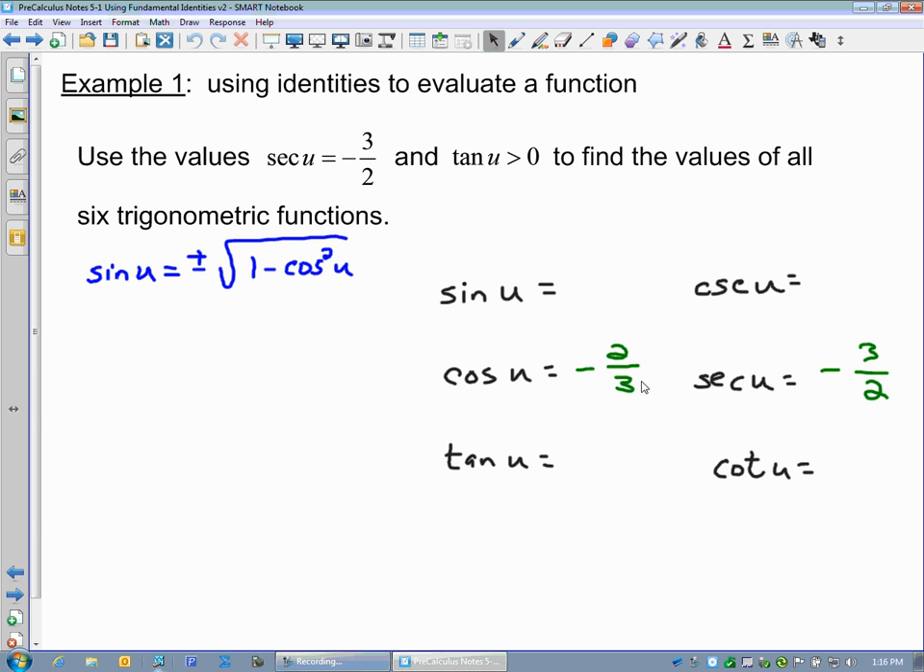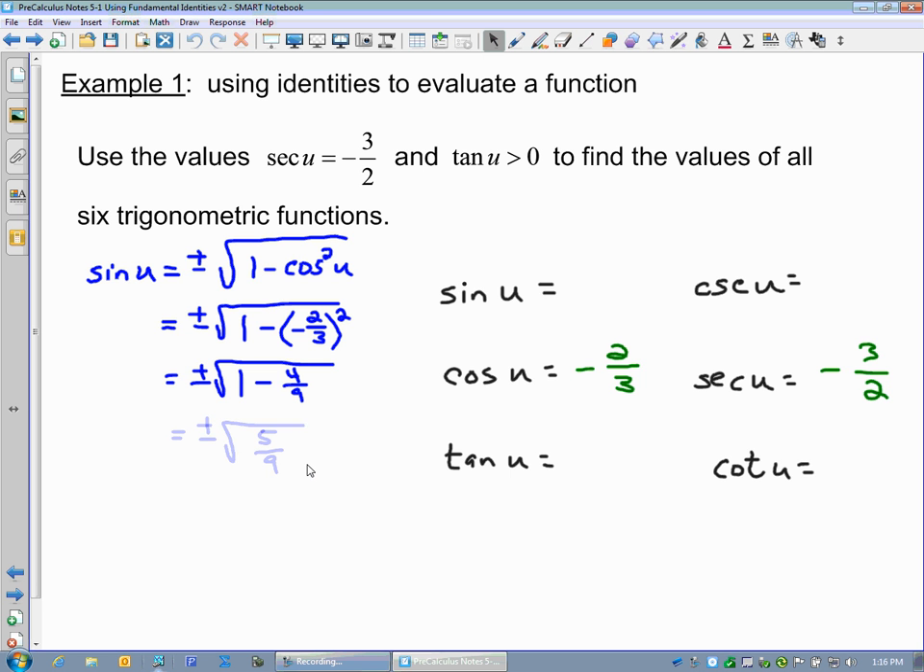And sine of u is plus or minus the square root of 1 minus cosine squared u. So making the substitution, now that we know cosine, I substitute in negative 2/3 for cosine. When I square that, negative 2/3 squares to be 4/9, so it's 1 minus 4/9, which is 9/9 minus 4/9 is 5/9. And then when you take the square root of a fraction, that's the square root of the numerator over the square root of the denominator. So that's plus or minus the square root of 5 over 3.